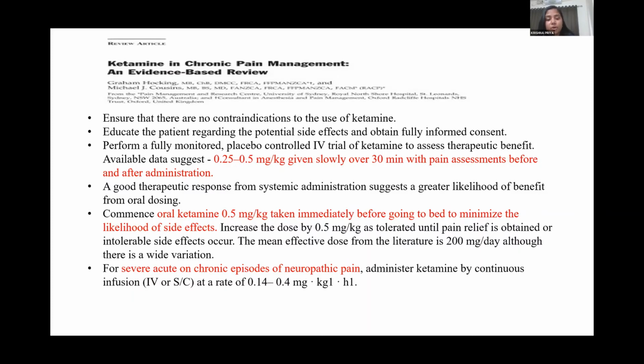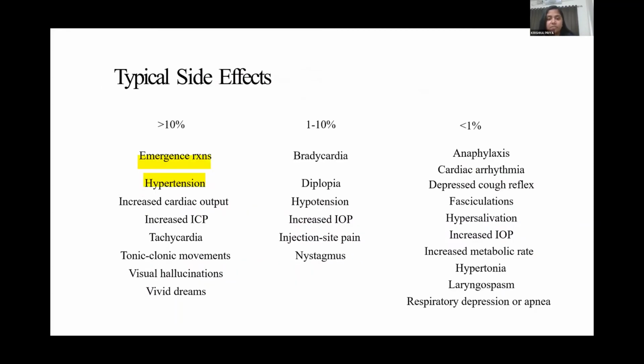dosing. So we commence oral ketamine at 0.5 milligram per kg taken immediately before going to bed to minimize the likelihood of side effects, and increase the dose by 0.5 milligram per kg as tolerated until pain relief is obtained or intolerable side effects occur. The mean effective dose from the literature is 200 milligram per day, although there is a wide variation. For severe acute or chronic episodes of neuropathic pain, administer ketamine by continuous infusion, IV or subcutaneous, at the rate of 0.14 to 0.4 milligram per kg per hour.